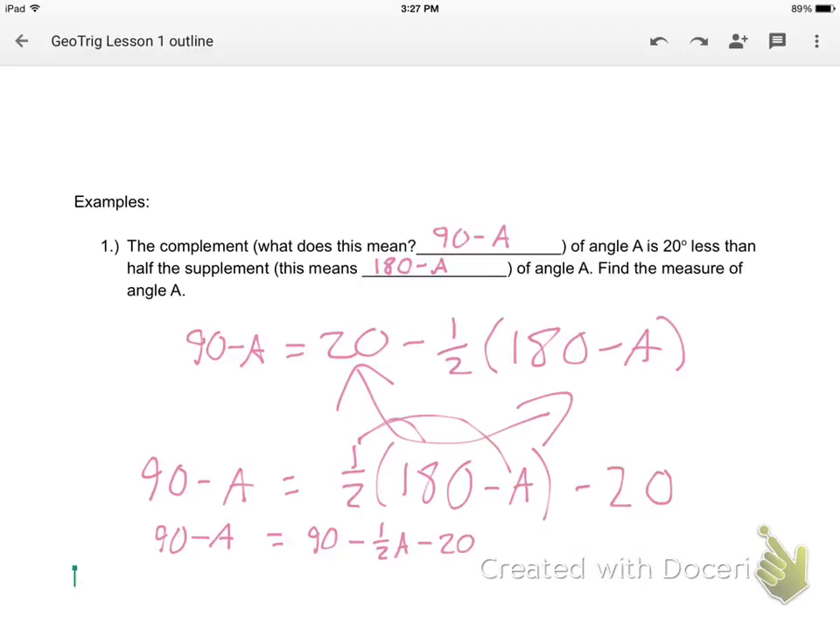I know it's getting a little smaller. I'm running out of room. I'm not going to do anything with the 90 minus A side. But 90 and the minus 20 can be combined to make 70. 70 minus 1/2 A. Now we can start to move things left and right. What do we want to move?